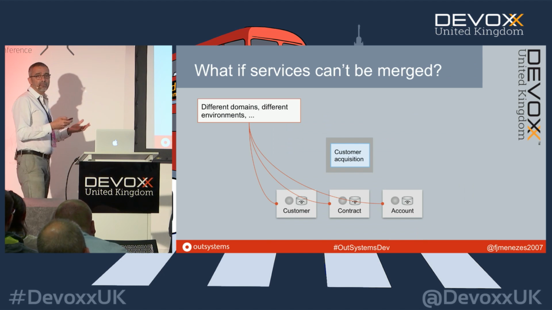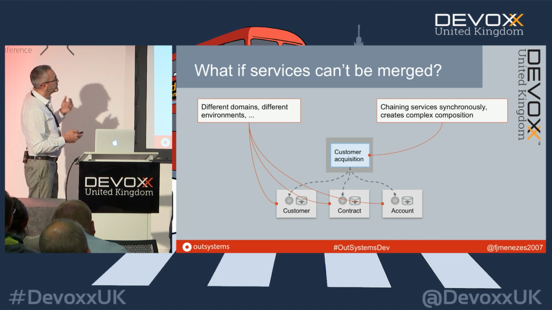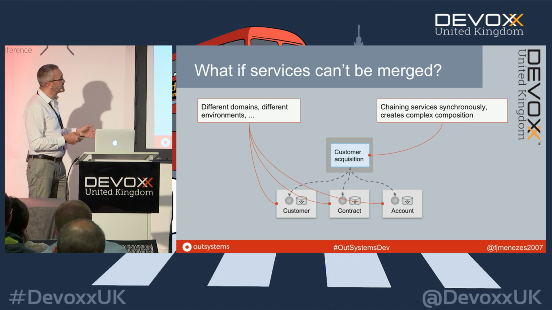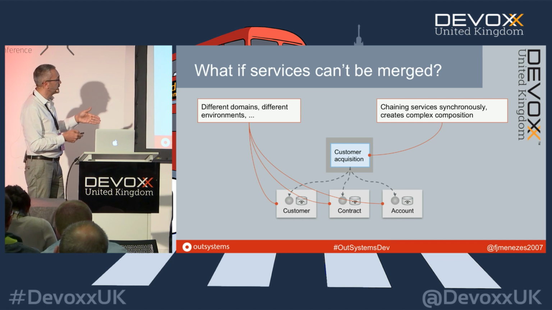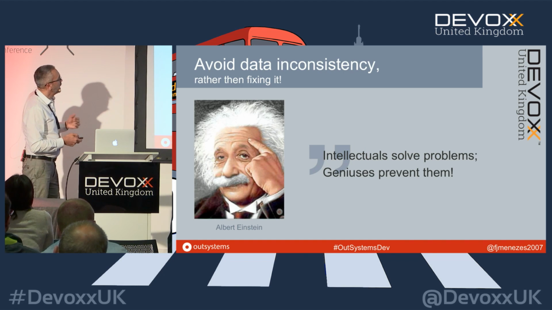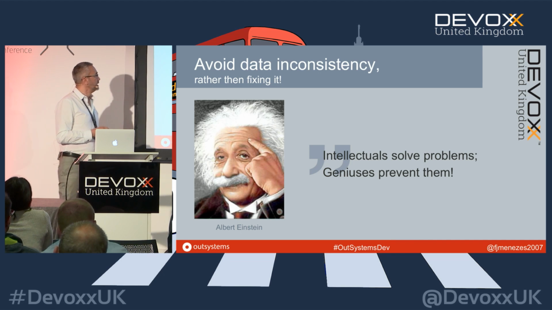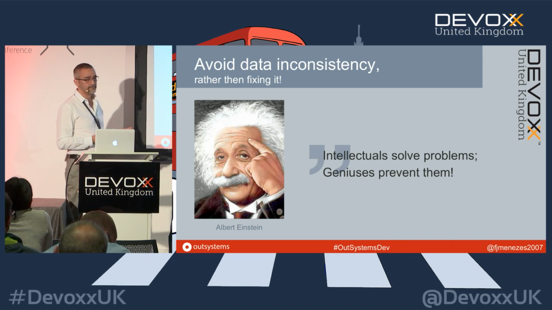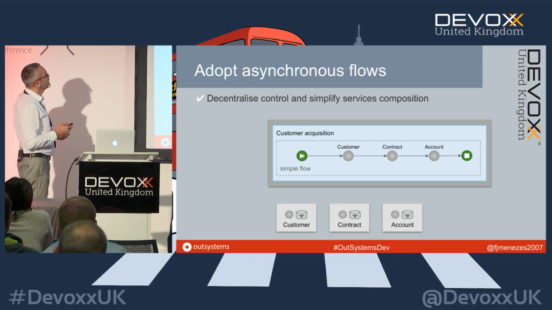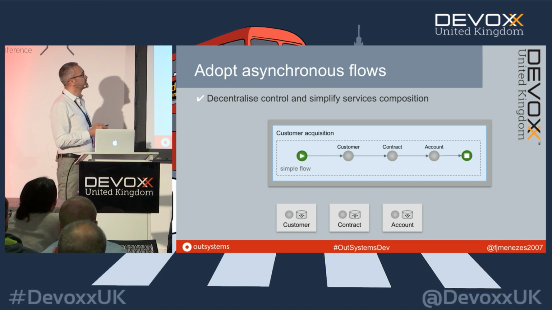Now, what if services can't be merged? Because they belong to different domains, they are in different infrastructures, different environments, whatever. And as we have seen, chaining services synchronously creates a complex composition. So we want to avoid that. So the key message here is trying to avoid that inconsistency rather than fixing it. Like Albert Einstein once said, geniuses prevent problems. So let's be a little bit more genius. And the idea is to decentralize control and simplify service composition.